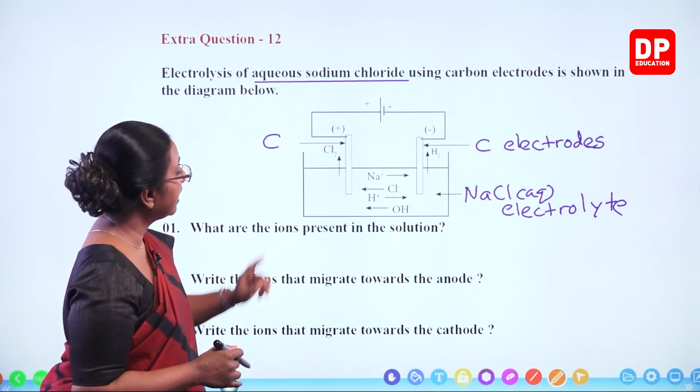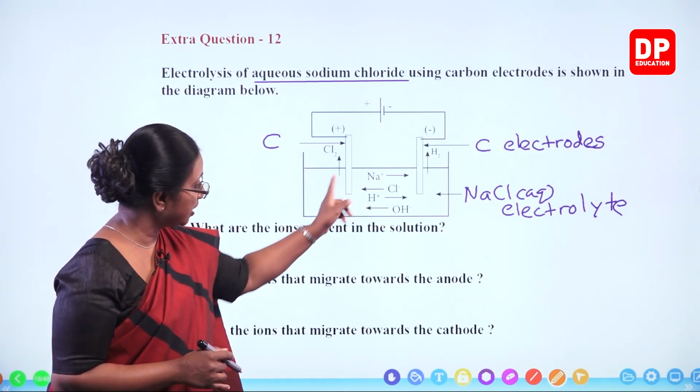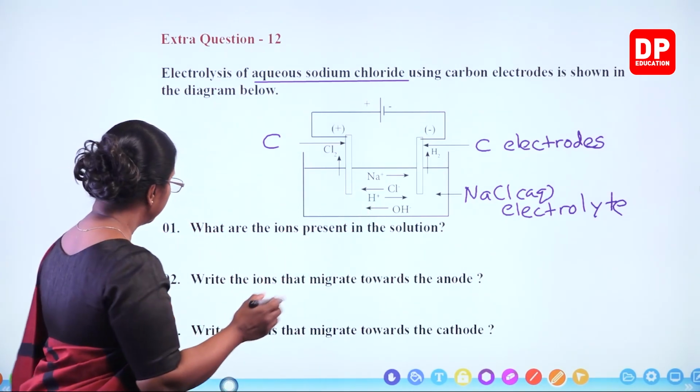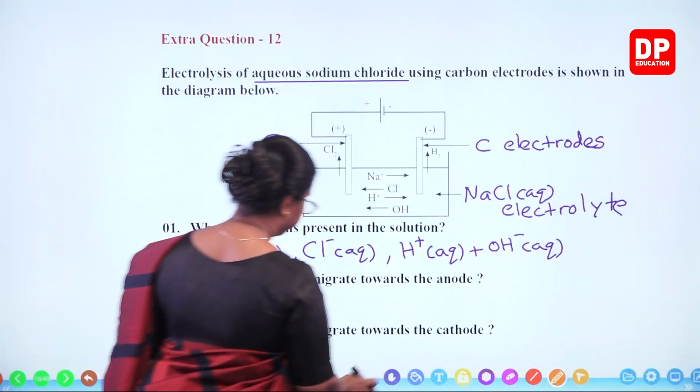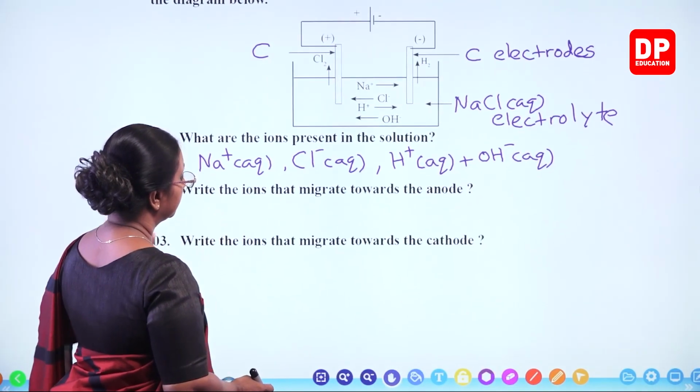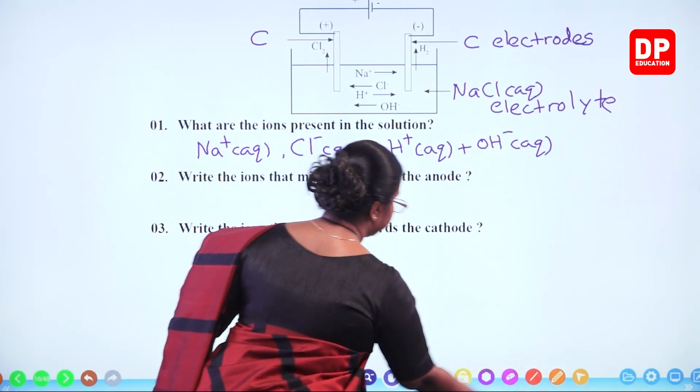Then what are the ions present in the solution? It is shown to you in the diagram. You need to write them. Na+ aqueous, Cl- aqueous, H+ aqueous and OH- aqueous.